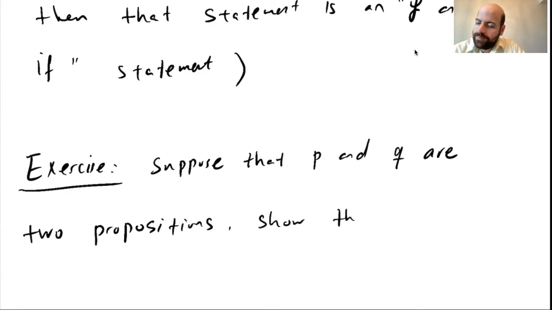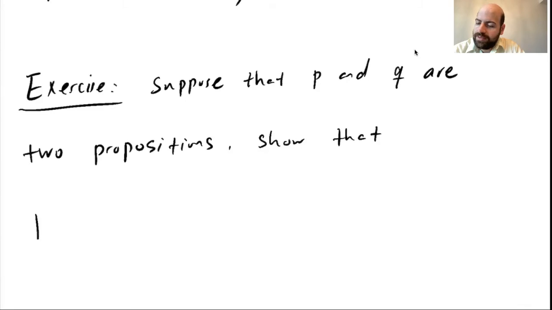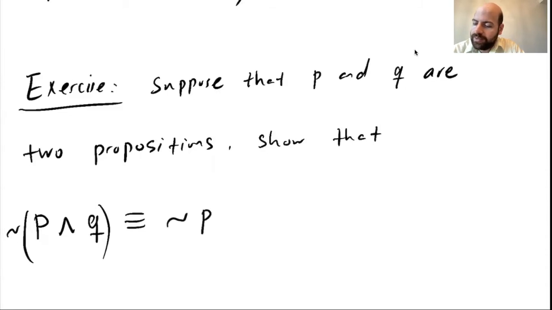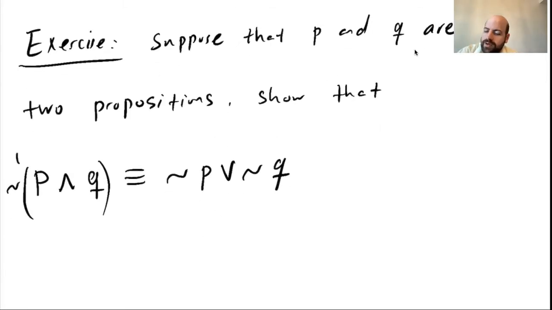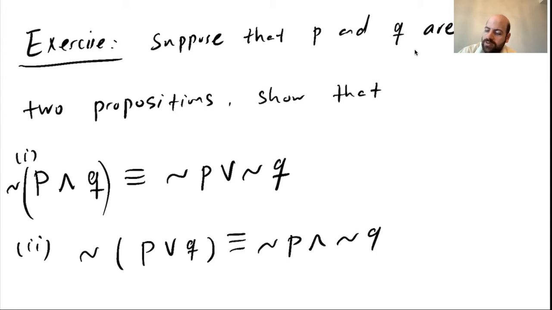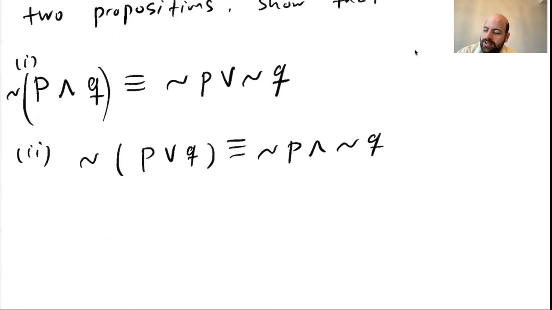Show that the negation of P conjunction Q is logically equivalent with negation P disjunction negation Q. So that's one part. And the second part is that the negation of P disjunction Q is logically equivalent with negation P conjunction negation Q. So these are called De Morgan's laws.